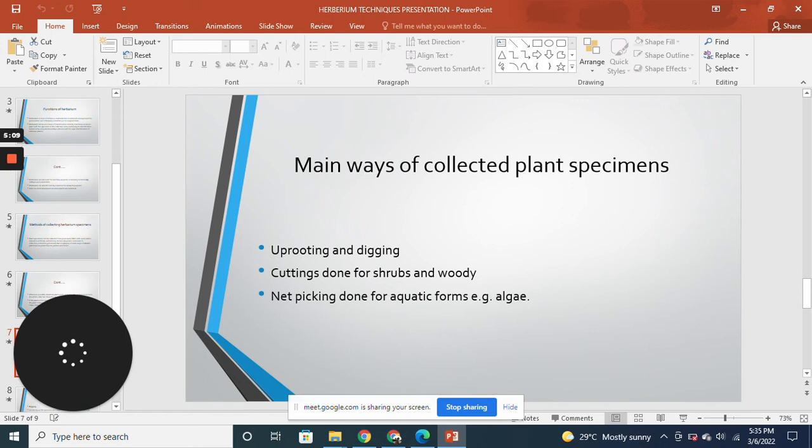Also, we can name some ways of collecting plant specimens. We have methods. Yes. And the last one, Agnes?